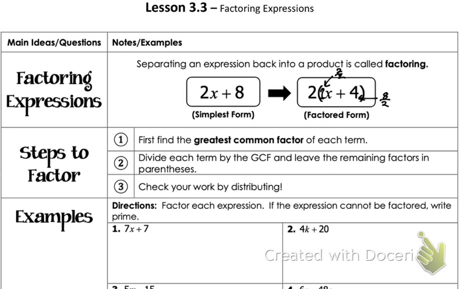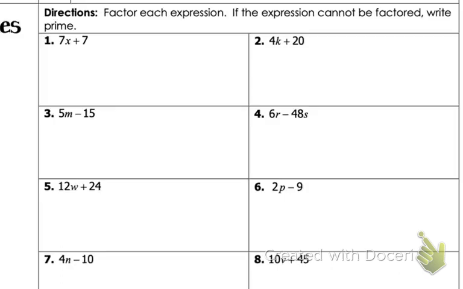Then we're going to divide each term by the GCF and leave the remaining factors in the parentheses. Check your work by distributing it. So we can always distribute it to see if we did everything correct. Yeah. How would you know what to divide by? So that's going to be up to you. You need to figure out the biggest thing that goes into both of the numbers. Okay? So that could be just taking out your calculator and seeing if 2 goes into it, 4 goes into it, 6 goes into it, seeing what numbers go into each of them. So it could take a little bit of trial and error at times.